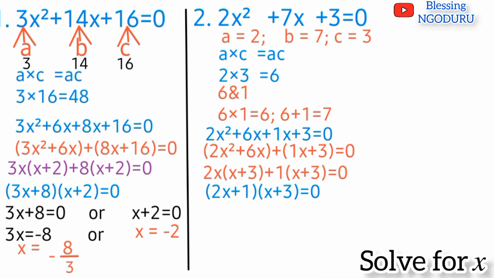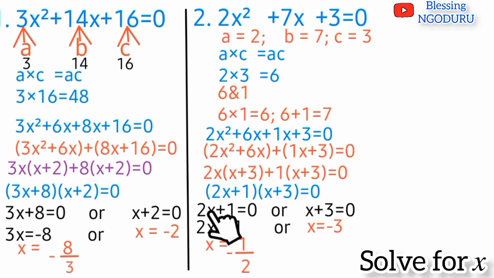Now let's solve for x by equating each of these to 0. So we equate 2x plus 1 to 0. Also equate x plus 3 to 0. Trying to solve for x, we have 2x equal, taking plus 1 to the right hand side becomes minus 1, such that x is equal to minus 1 over 2.